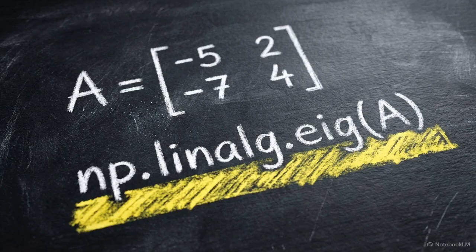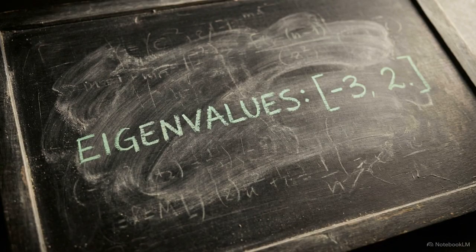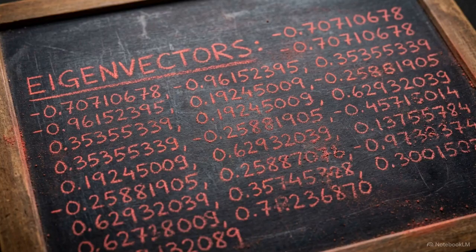For any matrix defining a surface, data scientists can extract these exact directional metrics instantly using 2 lines of Python code. The computer returns the results immediately. The eigenvalues come out as clean, simple integers, -3 and 2. But the eigenvectors output as a grid of messy, unintuitive decimals.